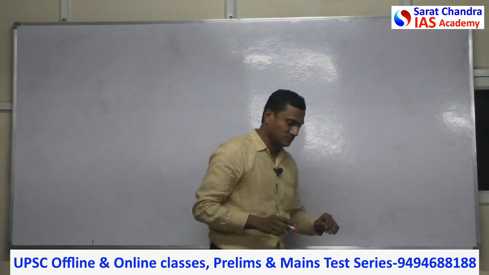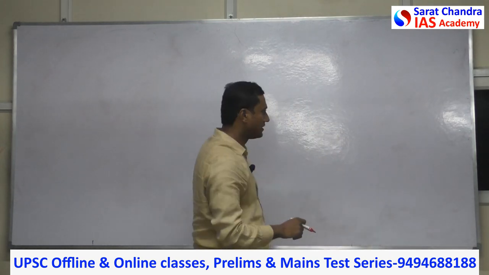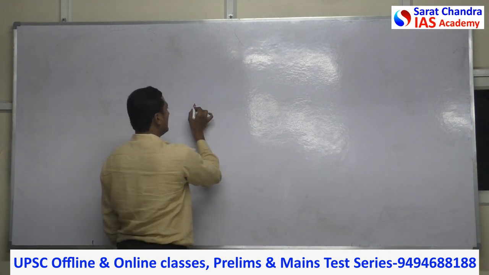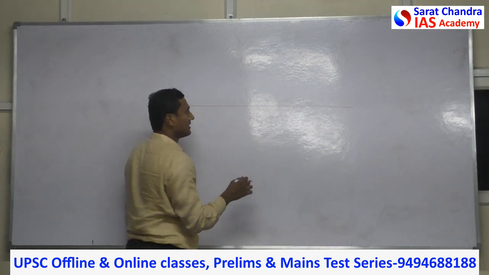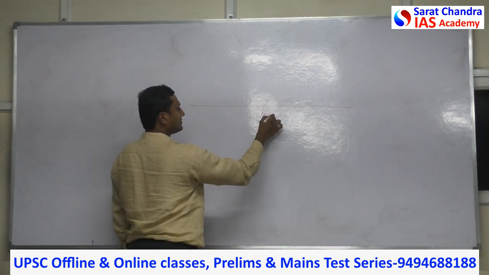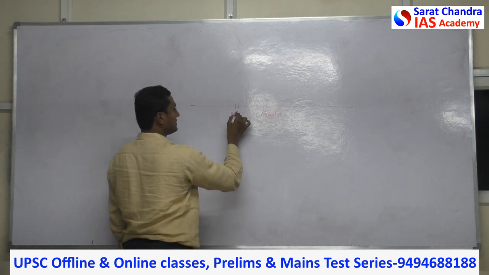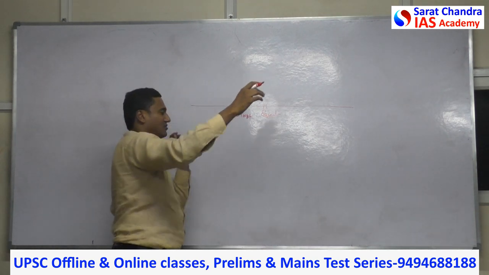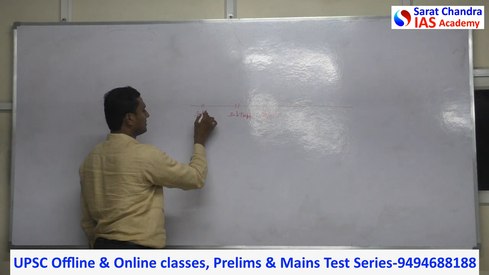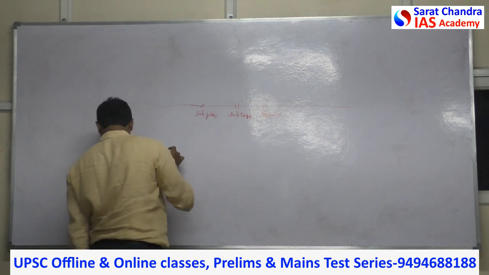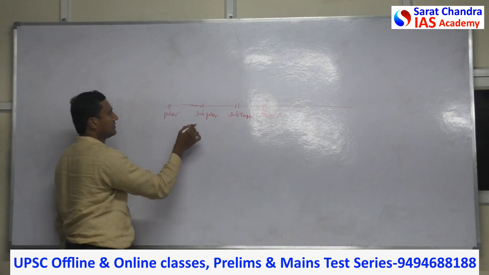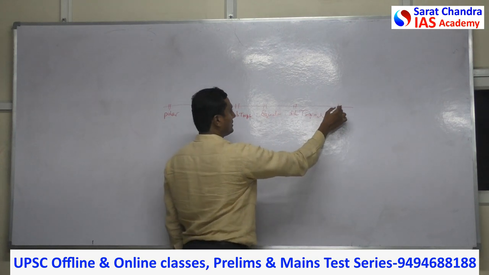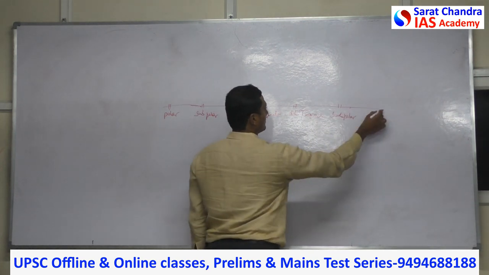Now friends, I'll tell you what they observed. Let us say this is Earth. Let us say this is the equator. This is the subtropical area. I am drawing the Earth like this. This is subtropical, and here also, this is subtropical.